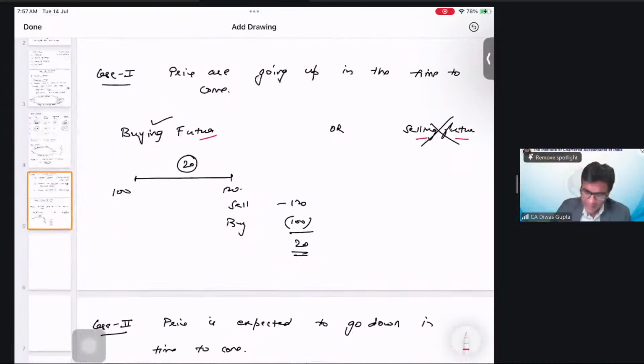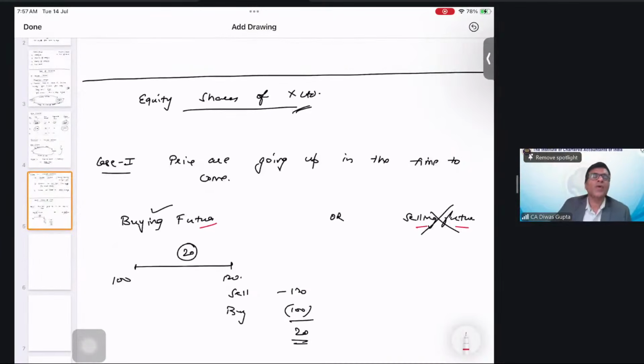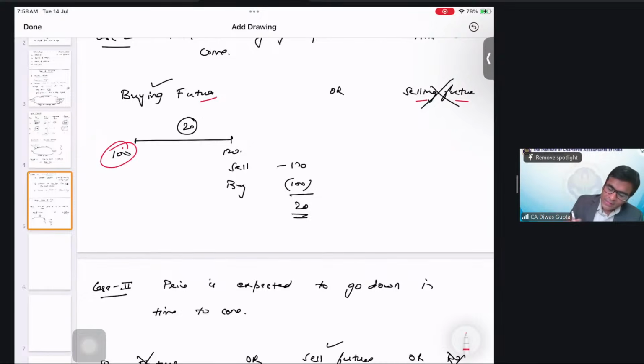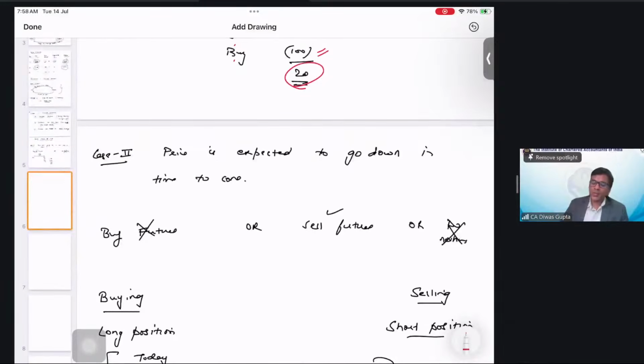Now in this case, if the prices are going to go up in the future, what I'm going to do, I'm going to buy the future. I'm not going to sell the future. So let's say today 100 is the opening price and 120 is where it gets to. So what I will do, at 100 rupees I will buy, at 120 I will sell. So net 20 rupees I have a gain here. Clear?